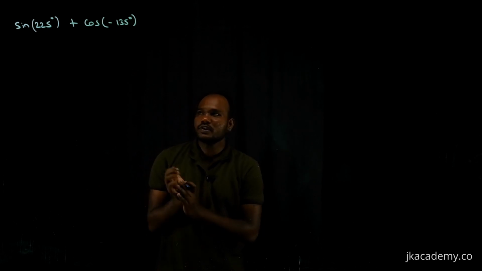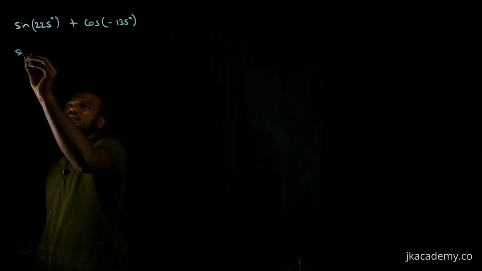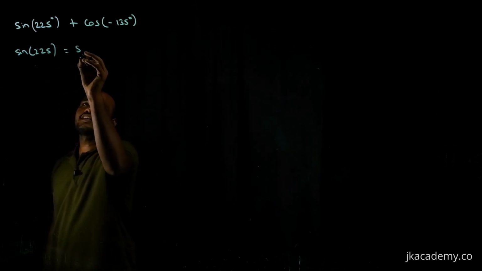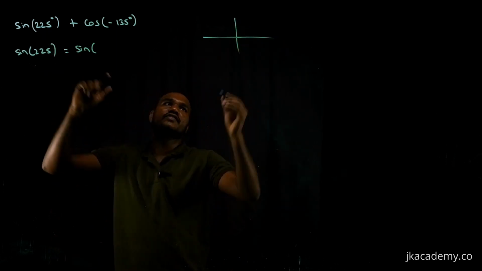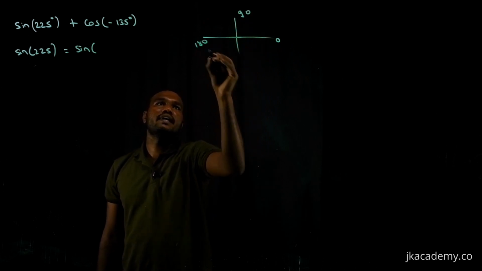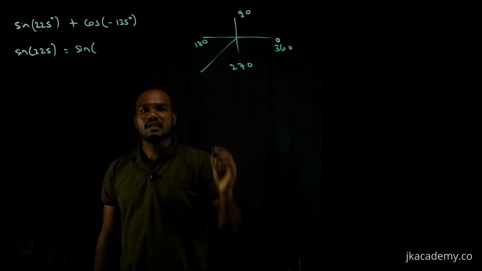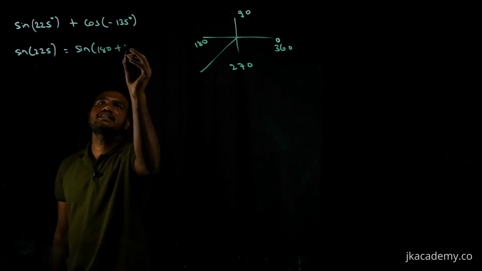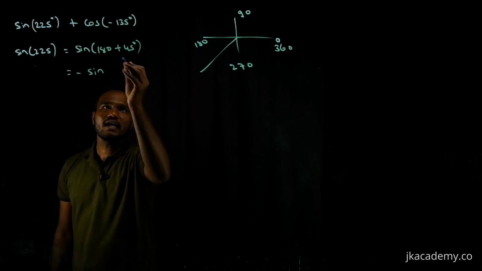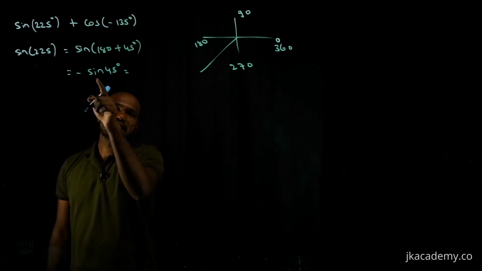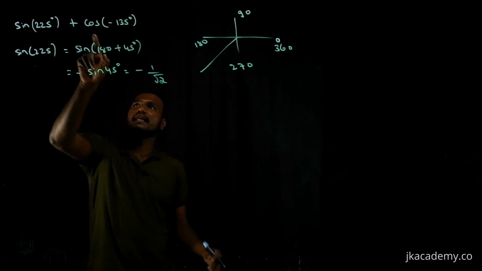Yes guys, this is a previous year question. What is asked? Sine 225 plus cos minus 135 degrees. See here, sine 225, how to solve this? Sine 225 degrees is nothing but sine of, first you need to recognize which quadrant it comes in, right? This is 0, 90, 180, 270 and 360. 225 is more than 180 degree. So I have to write it as 180 plus 45 degree. So sine of 180 plus theta, that is third quadrant. So minus sine theta. So 45 degree I should consider. So minus sine 45. So minus sine 45 is how much? 1 by root 2.